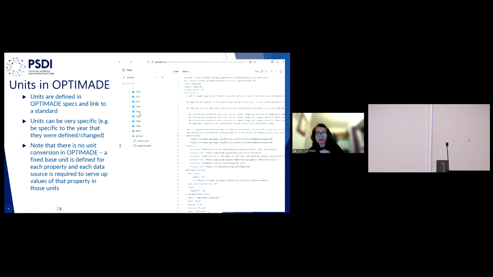They can be very specific. For example, for the meter, you can go to the year that the meter was defined in, or you can link to a more general form of it. And it links out to other resources that define the unit as well. We talked about mapping between the unit systems, and this is available in the Optimade unit system. One thing to highlight is there's no unit conversion in Optimade. There's a fixed base unit that's defined for each property, and every data source has to work out for itself how to serve up the values in that property.